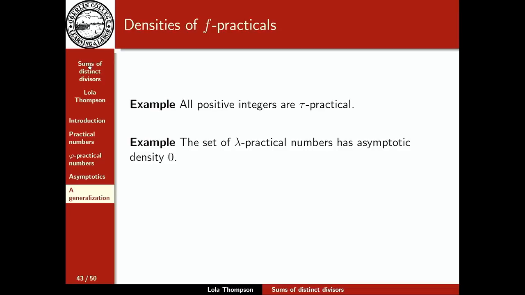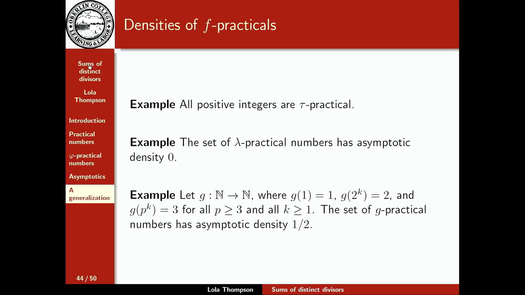And we can also show that the set of lambda practical numbers, where lambda is the Carmichael lambda function, so here it's the universal exponent of the multiplicative group of units mod n, has asymptotic density 0. And we can also construct all kinds of weird piecewise functions with different asymptotic densities, like this one that has density 1/2. So we've got density 1, density 0, density 1/2. It might make you wonder, what densities can we get? Can we classify the set of densities we can get?